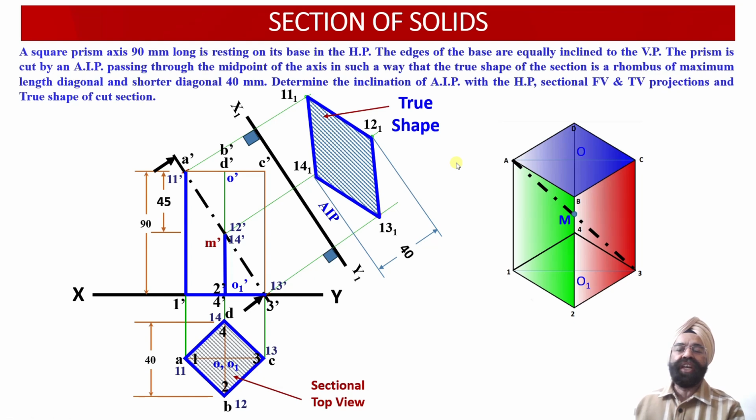So through this discussion, first of all, we have been able to evaluate the edge of the square prism to begin with. Then we have been able to evaluate the orientation of the auxiliary inclined plane when the cutting plane passes through the midpoint of the square prism, and the true shape of the cut section should have the maximum edge length as a major diagonal when the minor diagonal of the true shape of the cut section, which is a rhombus, had been provided to us.